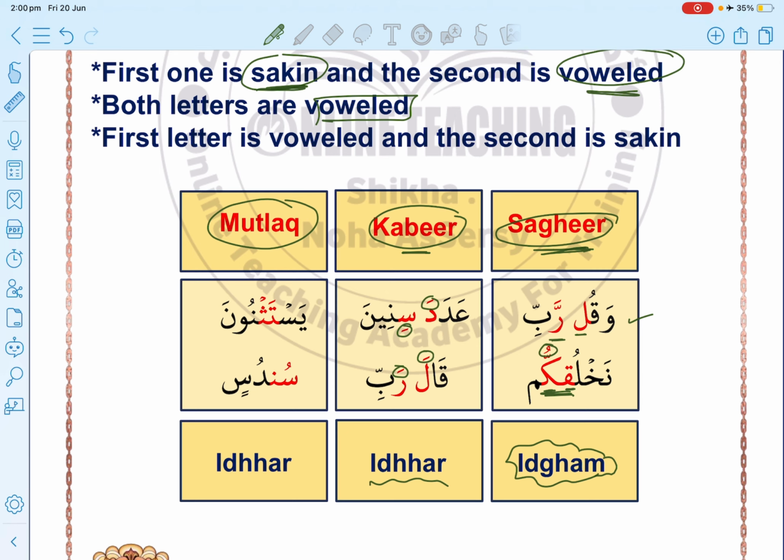Now let's move to the last type, which is the mutlaq. The first letter is voweled and the second is sakin, as you can see here. يستثنون: the first is voweled, has a fatha, and the second is sakin, has رأس الحاء. So this type is mutlaq. Sundus, sundusin: the sin has a dhamma, so the first is voweled and the second doesn't have any sign, meaning sakin. So this is a mutlaq type. We will apply izhar without any merging. Yastathnun, there is no merging, and sundus, there is no merging as well.